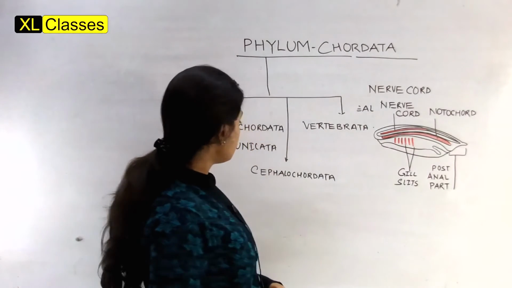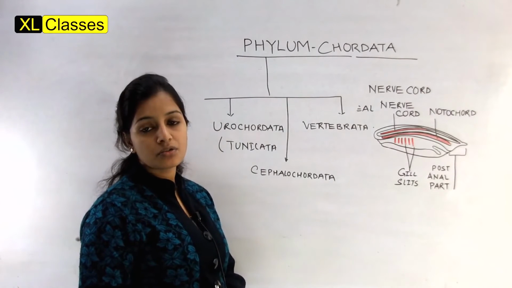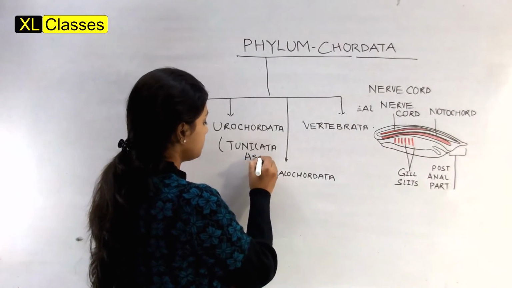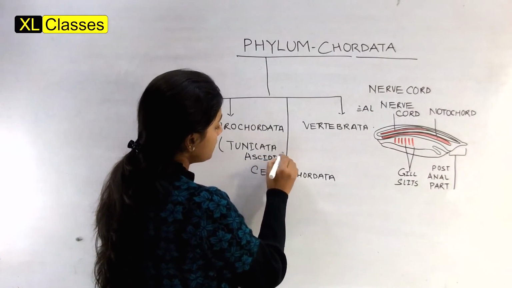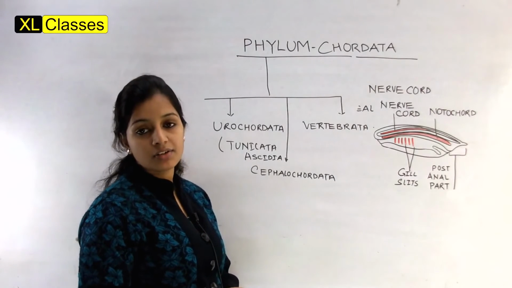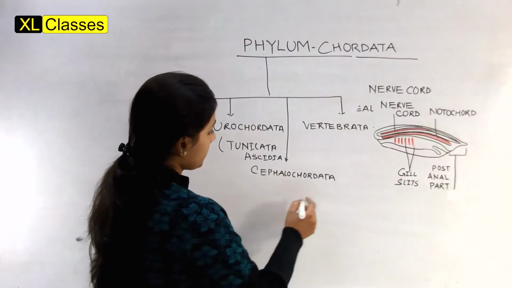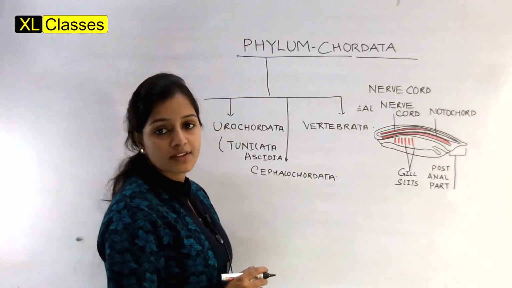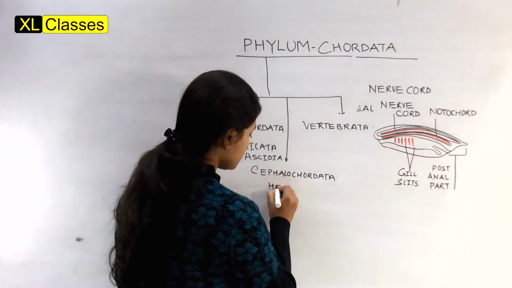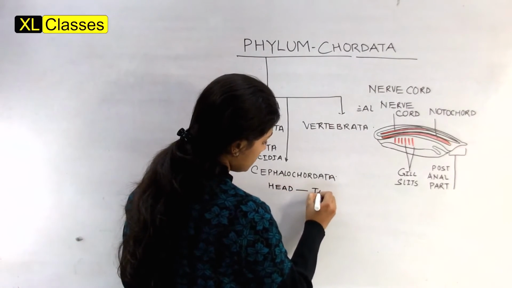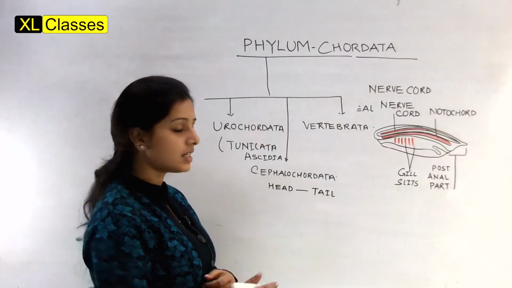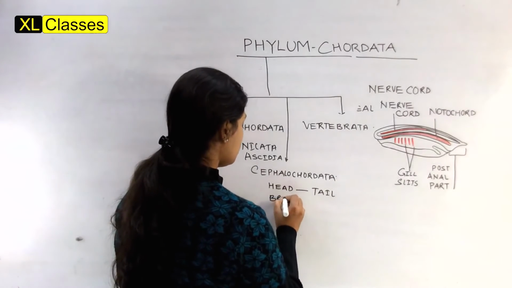The Urochordata have a notochord only in the tail of the larva. Example is Ascidia. Whereas in cephalochordates, they have notochord from the head region to the tail region, which is persistent throughout their life. Example is Branchiostoma.